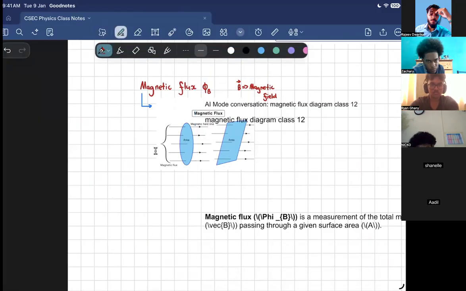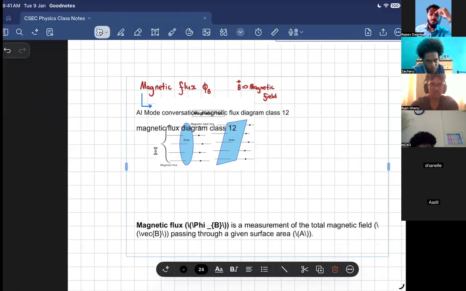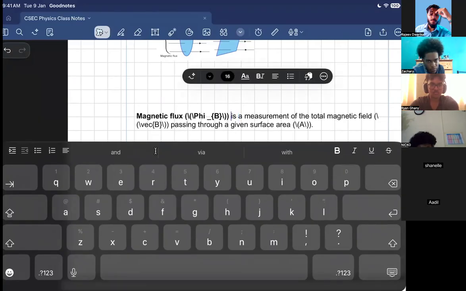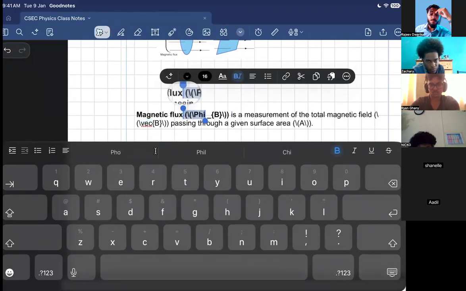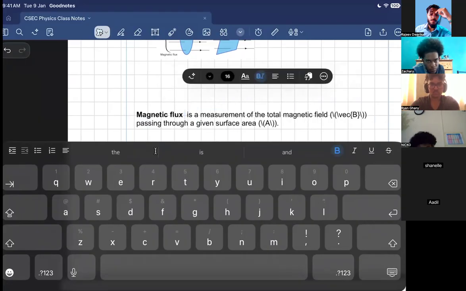Best I just write that. One moment. So magnetic flux is a measurement of the total magnetic field passing through a given surface area.